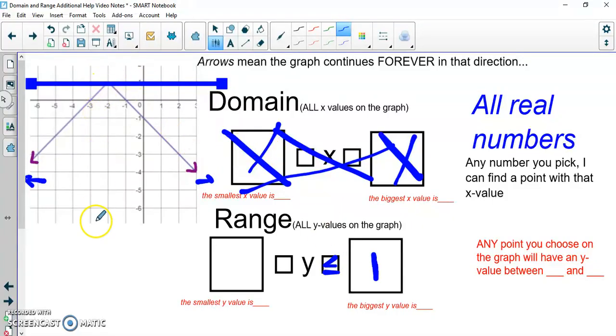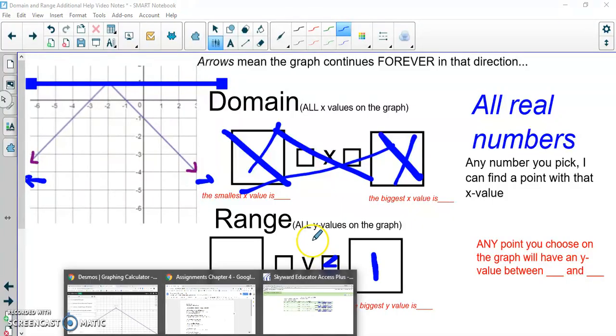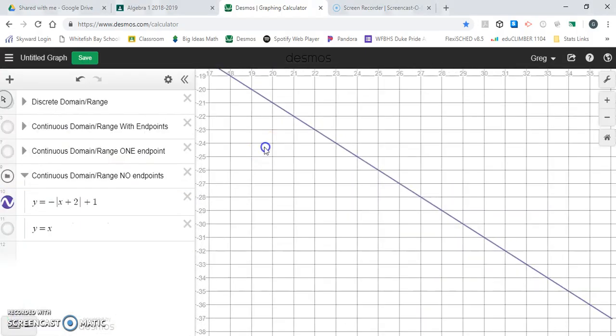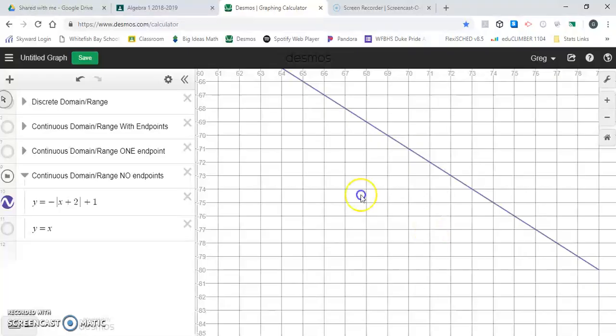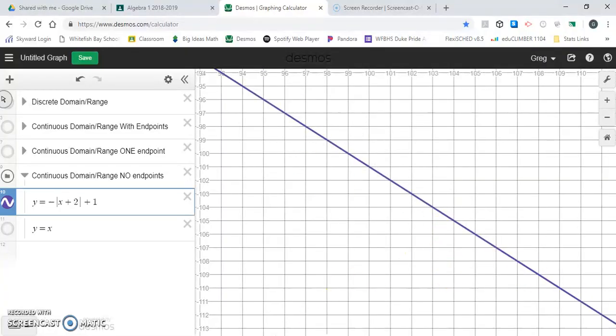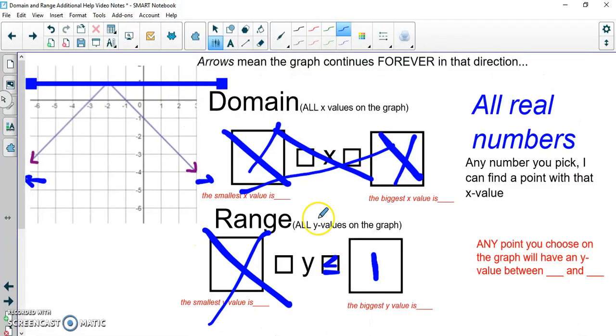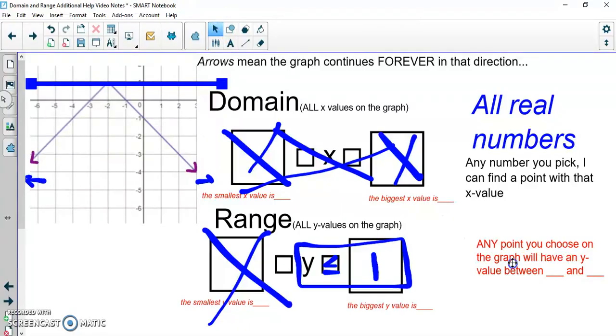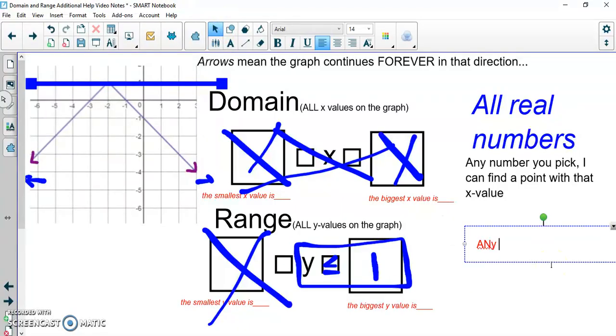But if I ask what's the lowest point, well, this line would just keep going down forever because of the arrow. So if I ask what's the smallest y value, I'm just going to keep going forever and ever and ever. So there is no smallest y value. So my range is all the y values that are less than or equal to 1. So as a sentence, what we're saying here is any point on the graph will have a y value of 1 or less.